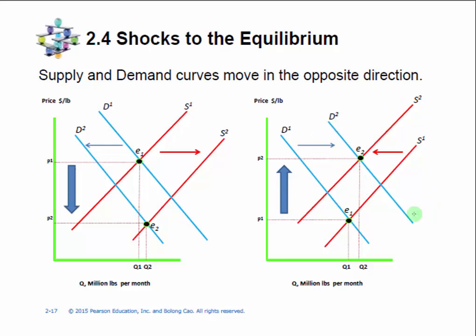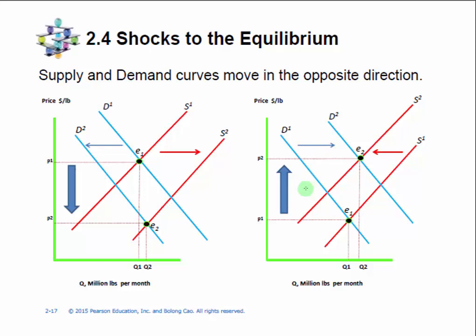In the picture on the right, we have an increase in demand but a decrease in supply, and that drives up the price a lot. The equilibrium quantity here also increases, but you can imagine if the supply curve, this S2 here, shifts further to the left, you will have a new equilibrium quantity that is lower than the initial equilibrium quantity Q1.